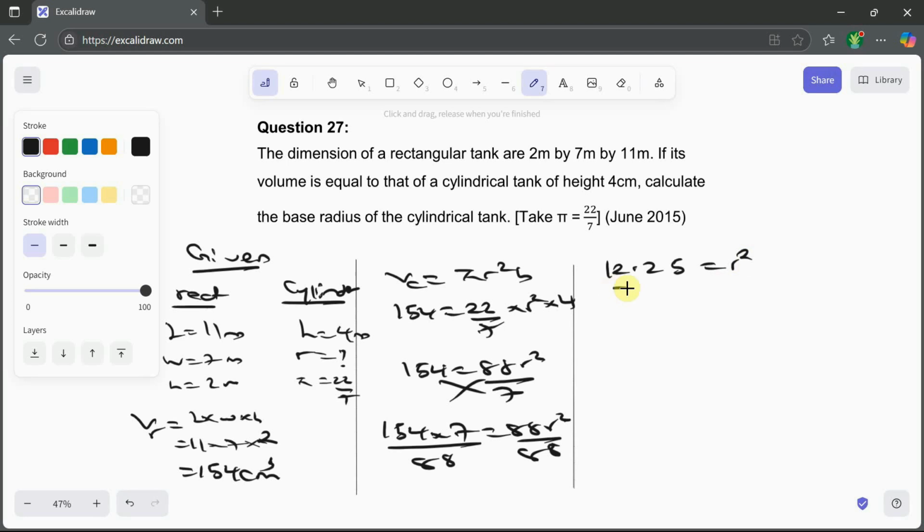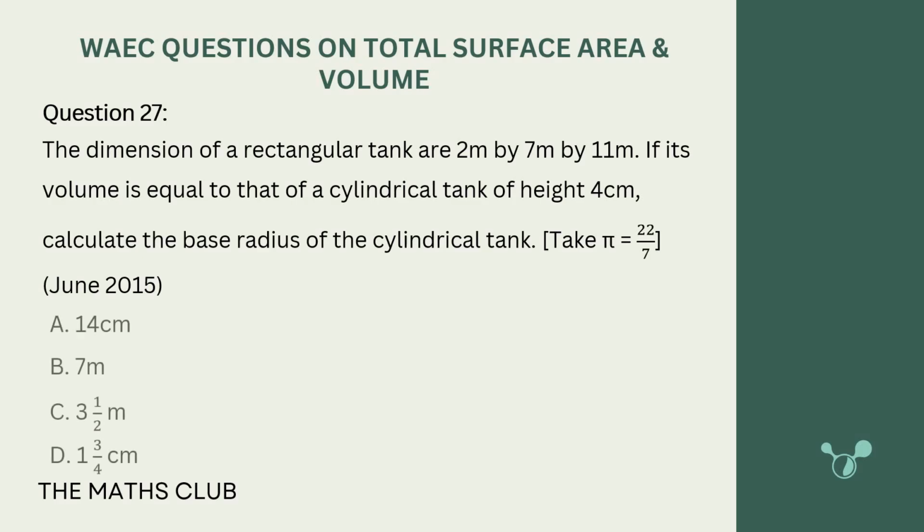So if I take the square roots of both sides, our r would equal the square root of 12.25, which will give your r to be 3.5 centimeter. Let's see if our answer is correct. That should be option C.